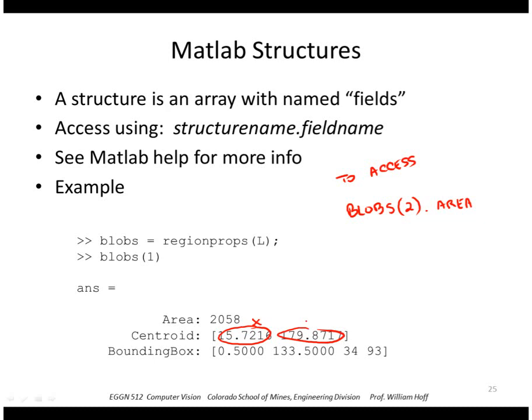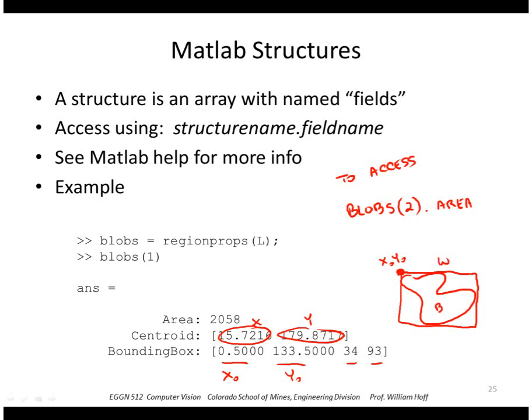The bounding box is a little different. Let me just draw a shape here. If this is my blob B, the bounding box is the rectangle that completely encloses this blob. So the upper left corner is the first two elements, let's call it x0, y0. And then the other elements are the width and the height of the bounding box.